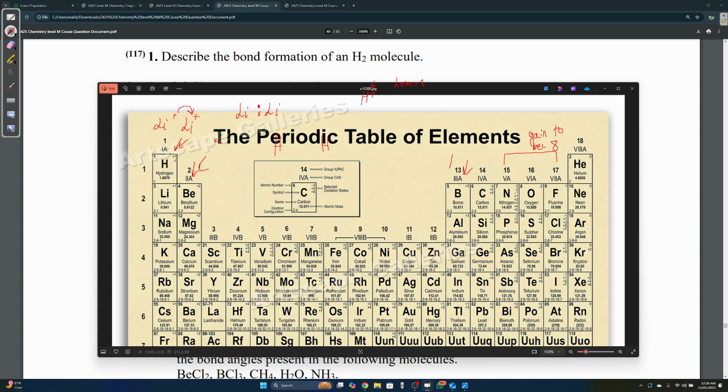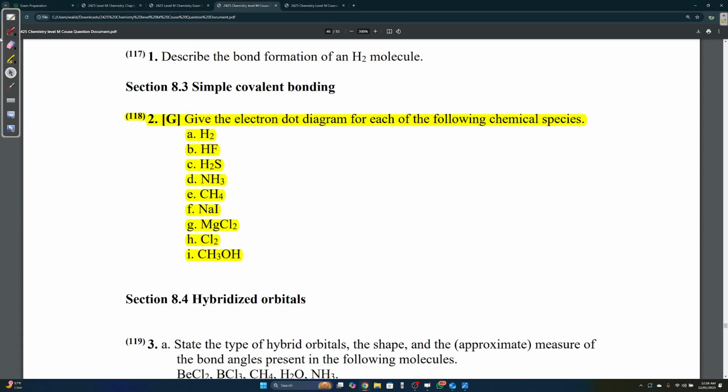1, 2, 3, you won't end up with 8. You're going to end up with less than 8. They're losing because they're losing. Let me show you an example. The first and easiest one is hydrogen. Okay, hydrogen, group 1, so it's H plus.